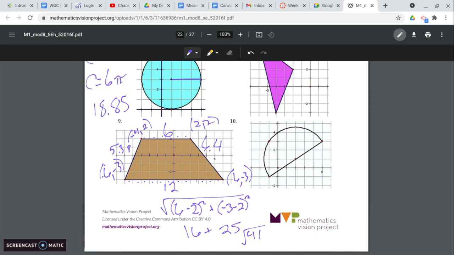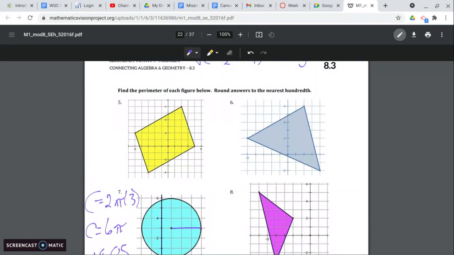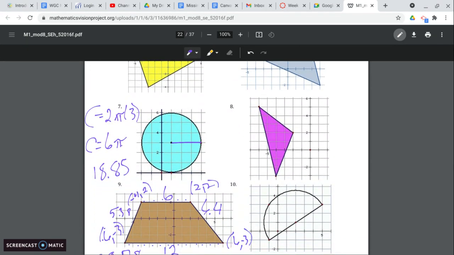So now we add 5.38 plus 6 plus 6.4 plus 12 together, and we get 29.78. So we just add all the sides together, okay? So you'll have to do the distance formula a lot of times. This is going to give you a lot of practice finding the distance formula.